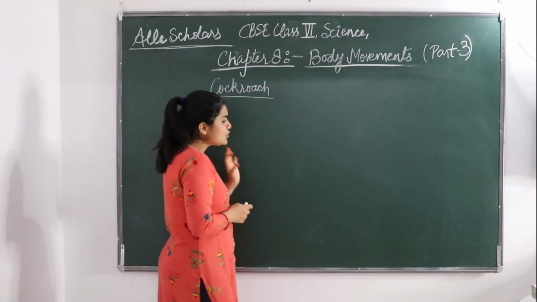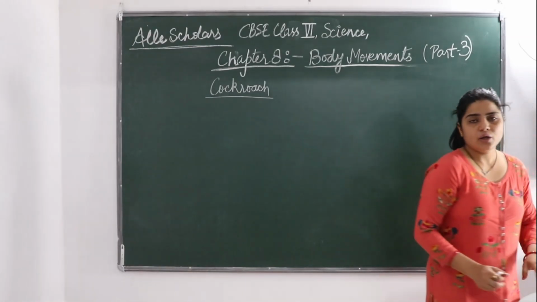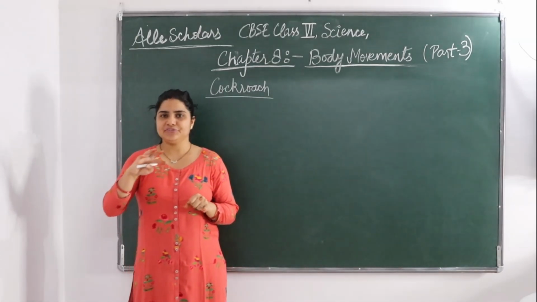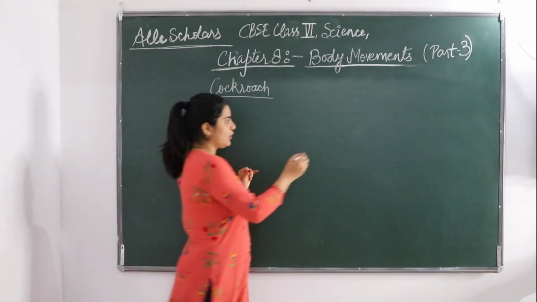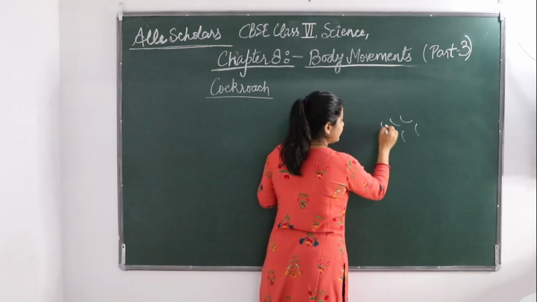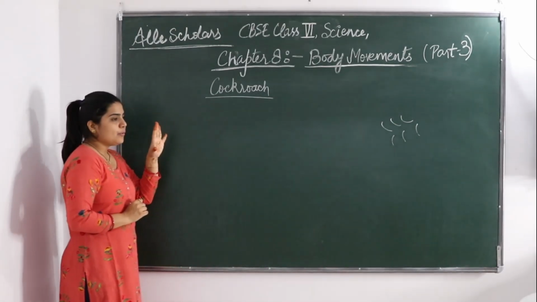Okay, so these cockroaches have got 3 pairs of legs which help them in walking. How do they walk? With their 3 pairs of legs. Like this, they have got 1, 2 and 3 pairs of legs which help them to walk.